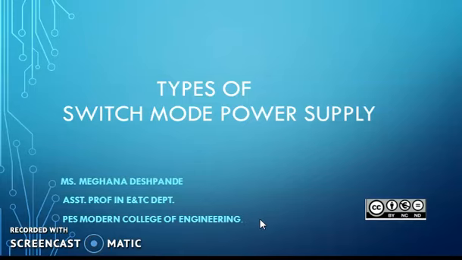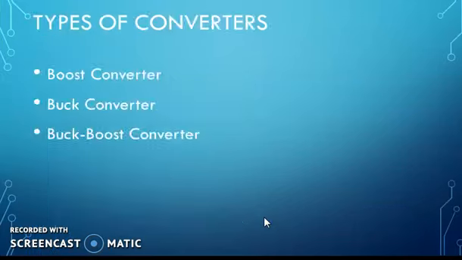Today we are going to start with types of switch mode power supply. In the previous lecture you have already studied linear regulated power supply and switch mode power supply. So today we are going to start with the switch mode power supply types. The types of SMPS are three types: the boost converter, buck converter and buck boost converter.